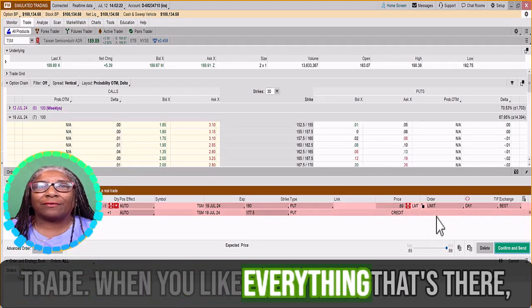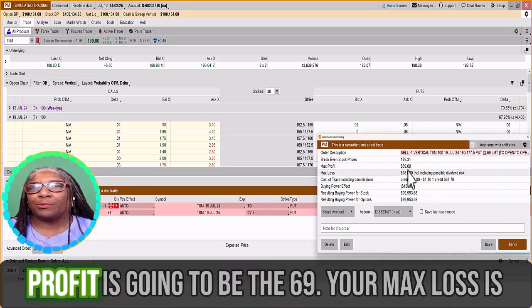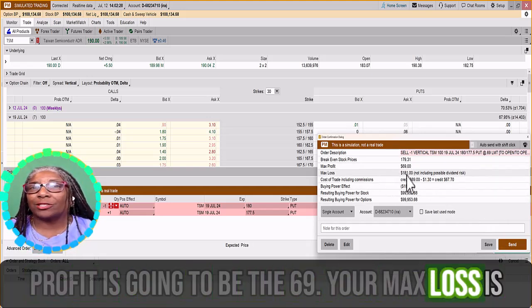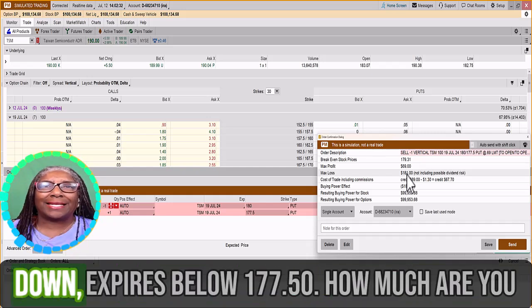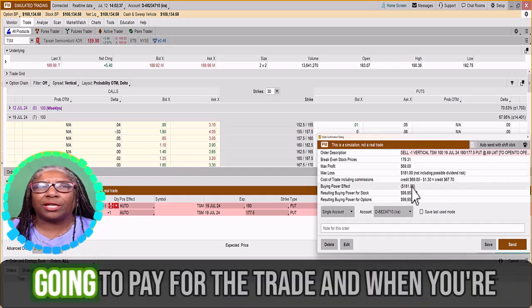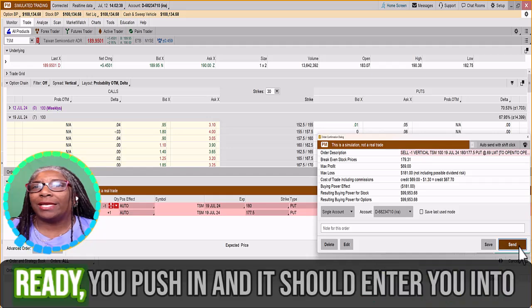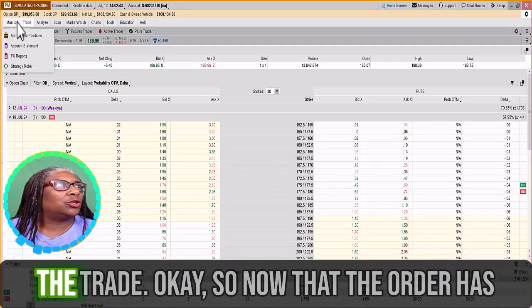When you like everything that's there, you confirm and send. It tells you your max profit is going to be the $69. Your max loss is $181. This is if the price goes all the way back down or expires below 177.50. It also shows how much you're going to pay for the trade, and when you're ready, you push send and it should enter you into the trade.